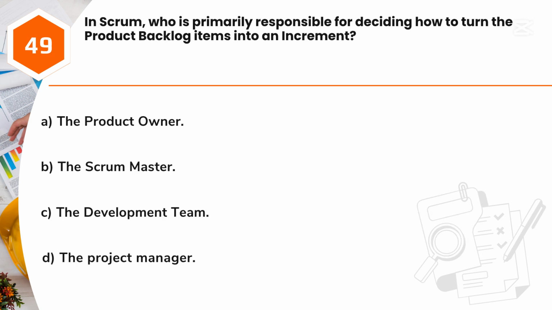Question 49. In Scrum, who is primarily responsible for deciding how to turn the product backlog items into an increment? A. The product owner. B. The Scrum Master. C. The development team. D. The project manager.